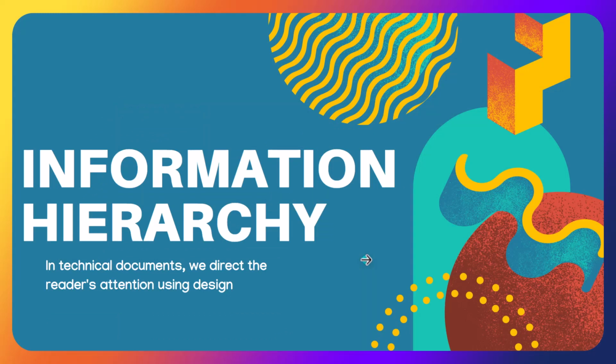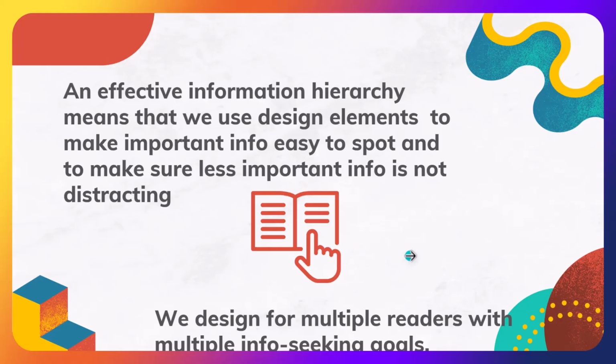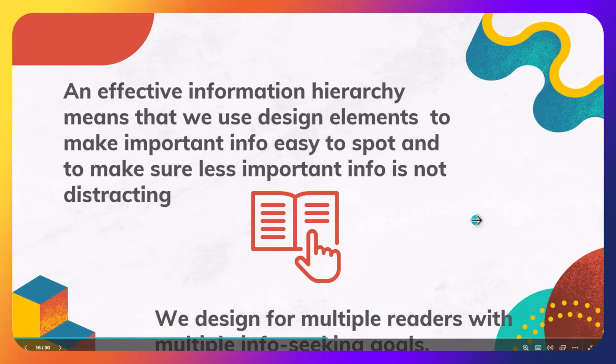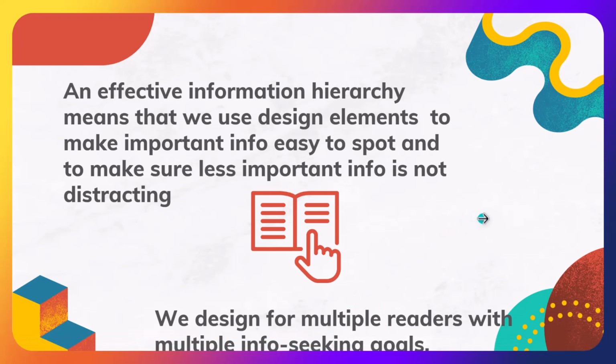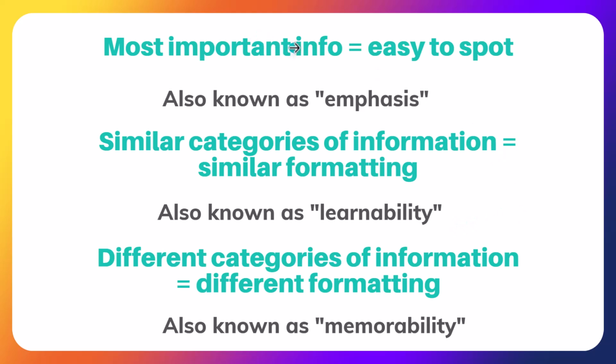You also want to create what I call an information hierarchy. A hierarchy means that there are some things that are more important than others. You might have a lot of really good information in a document, but not everything is equally important. So we want to direct the reader's attention to the most important information, and we want to make sure that the least important information doesn't detract from it. So we're going to use design elements to make important information easy to spot and make sure that it has different formatting from the least important information, so that it's not as distracting. And this is going to help readers with different information seeking goals find what they're looking for. So we want to make the most important information easy to spot.